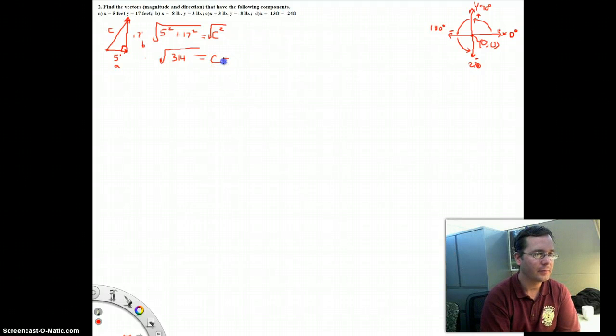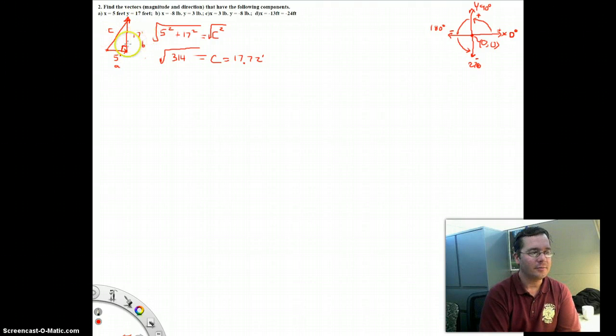So about 17.72 feet. Now, you can ask yourself, is this reasonable? Well, certainly it is not going to be as long as the path where you took the square corner, right? So if you think about 17 plus 5, that would give you 22. C has to be less than 22.